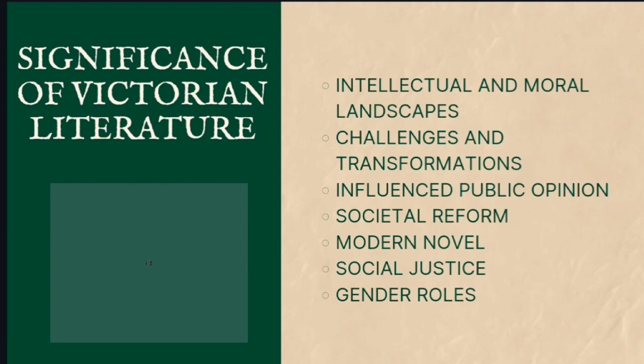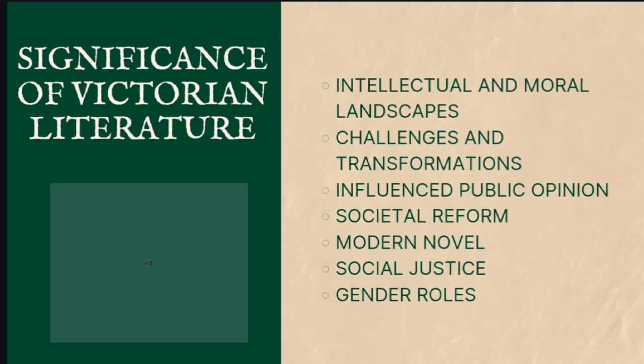You can see social justice in contemporary literature. You can see gender roles in contemporary literature. You can see the consequences of industrialization in contemporary literature, because the world has seen a dramatic change because of the Industrial Revolution. And some people are saying that we are living in the era of a second industrial revolution. Okay, I will discuss it later in our future videos.